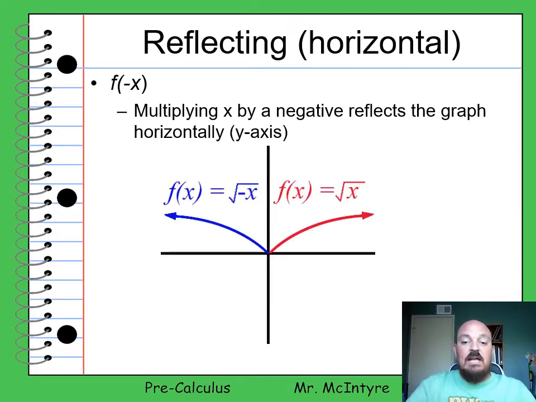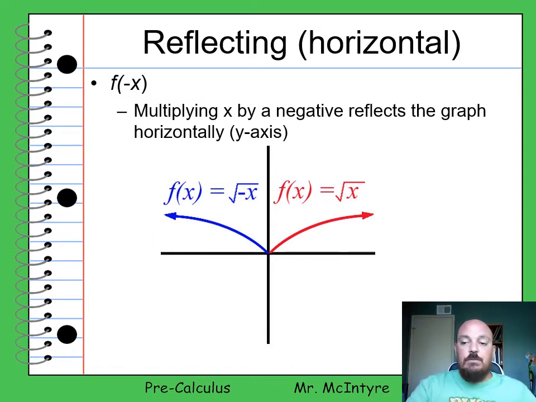And for my example, I did square root of x again. We'll look at the exact same function. So in red, same as before, square root of x. Now in blue, this time, on the last slide, I had the negative in front of the square root sign, and that reflected it up and down. This time the negative is inside on the x, and that flips it left and right instead.